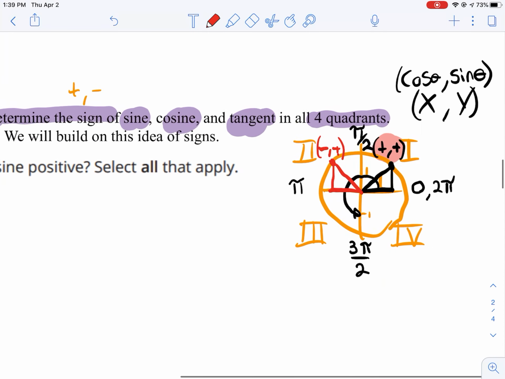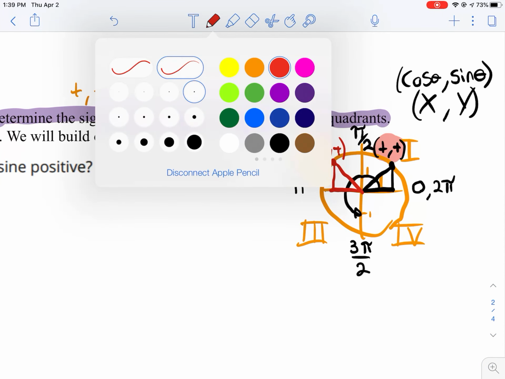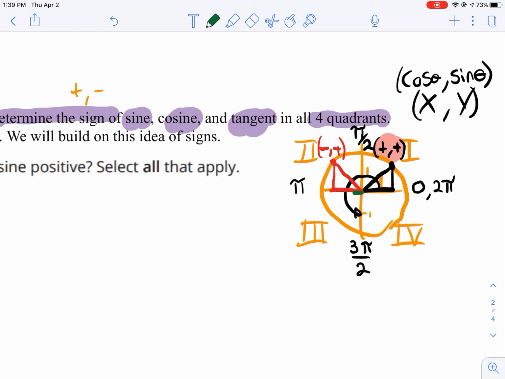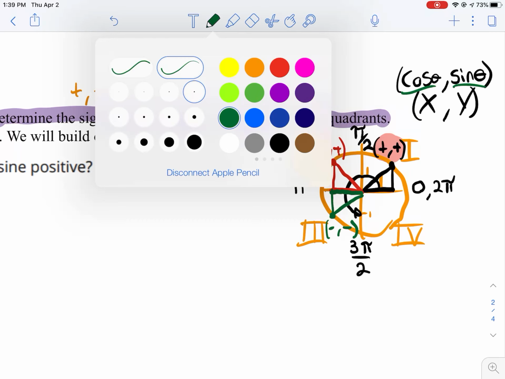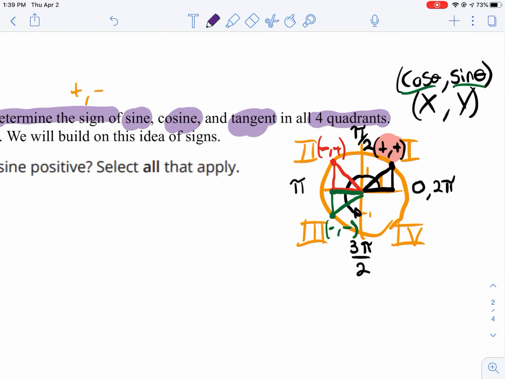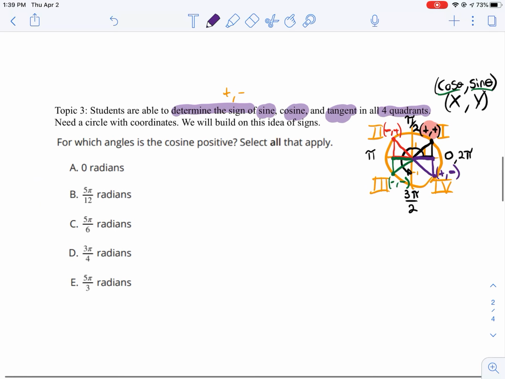and our cosine is going to be negative. Then if we change colors again and take a look at the third quadrant, we're going left and then down. So each of these values is now going to be negative. This coordinate is going to be negative, negative. So in the third quadrant, cosine and sine are both negative. If we extend this concept into the fourth quadrant, we're going to have a positive x value and a negative y value: positive cosine, negative sine.